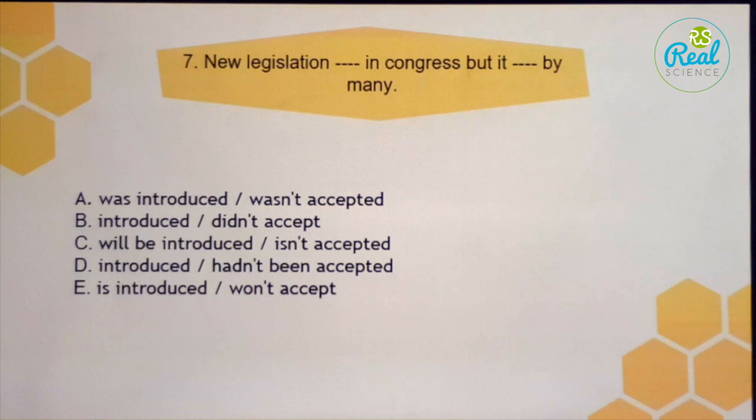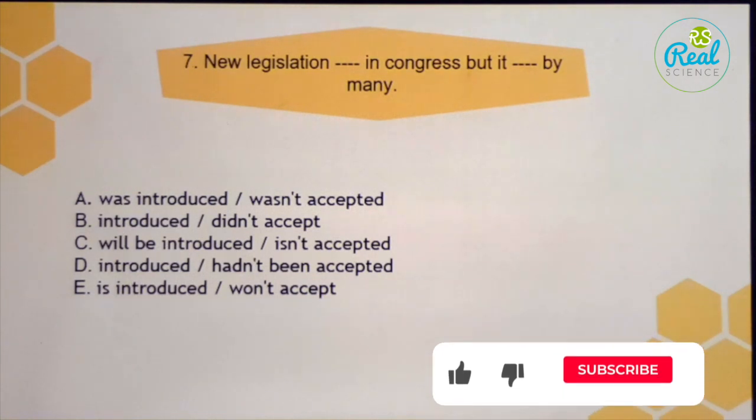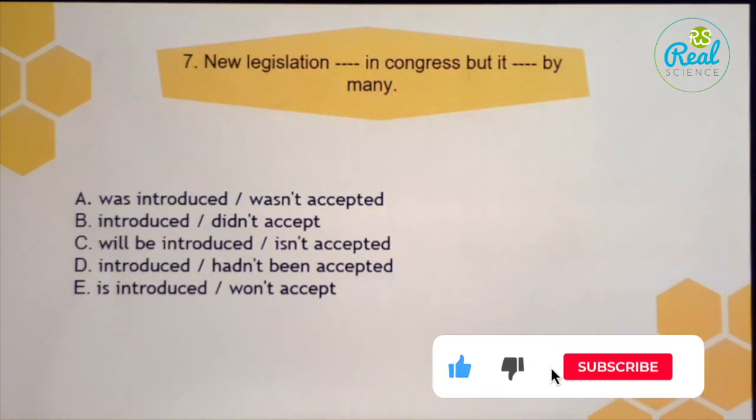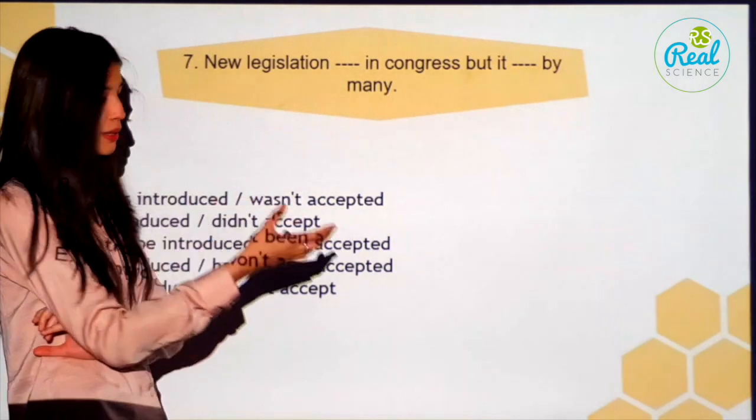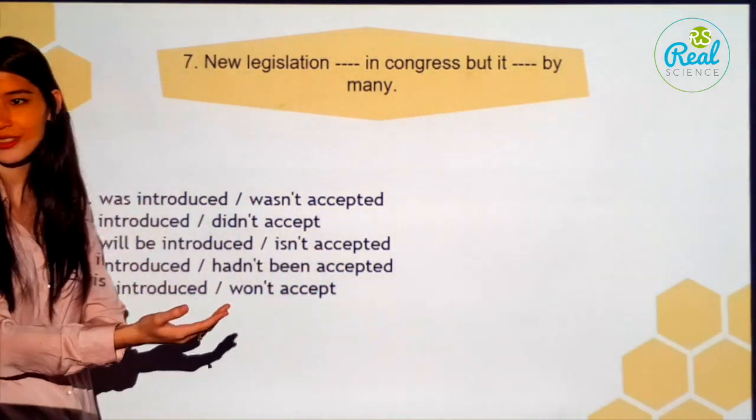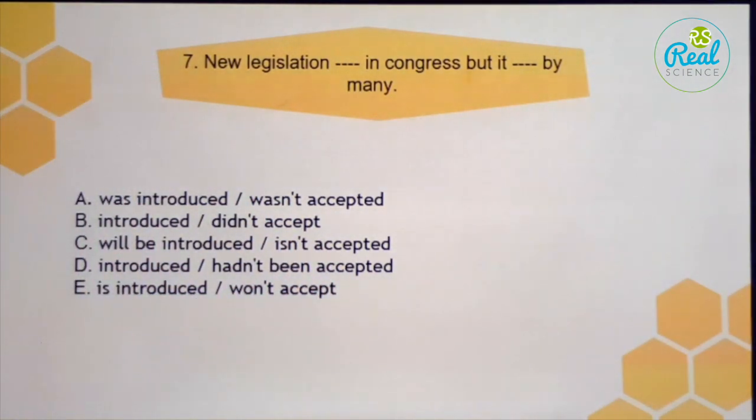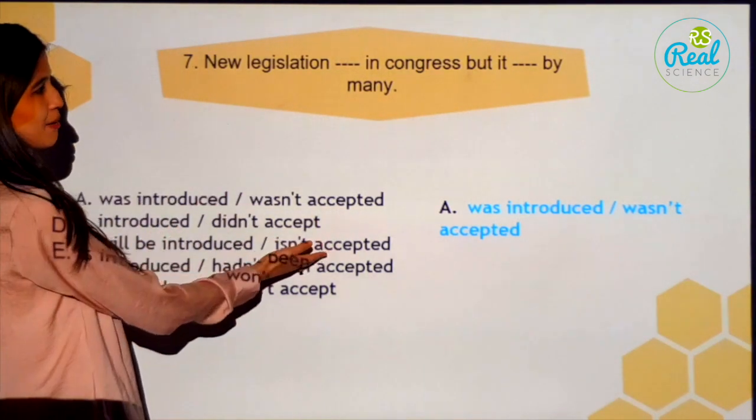Is it C? B. A. Look, if you're saying C, it will sound like a new legislation will be introduced in Congress, but it isn't accepted. You have will be introduced. It's not introduced yet, but it's already been accepted. Yes. A or E. It was introduced and wasn't accepted.